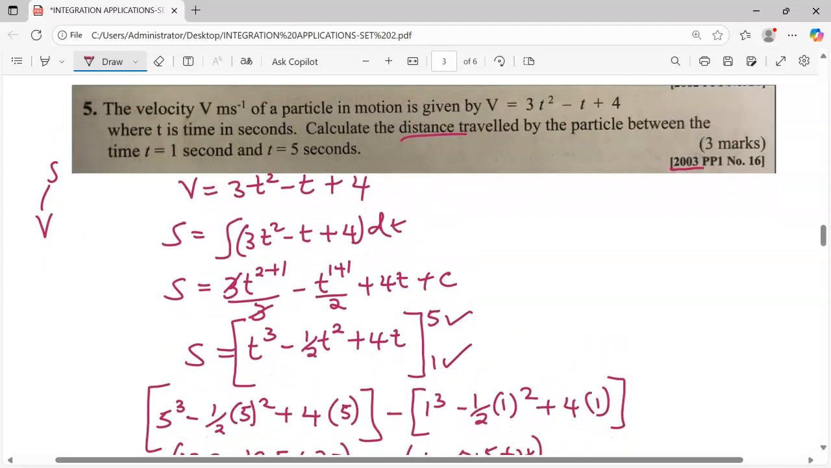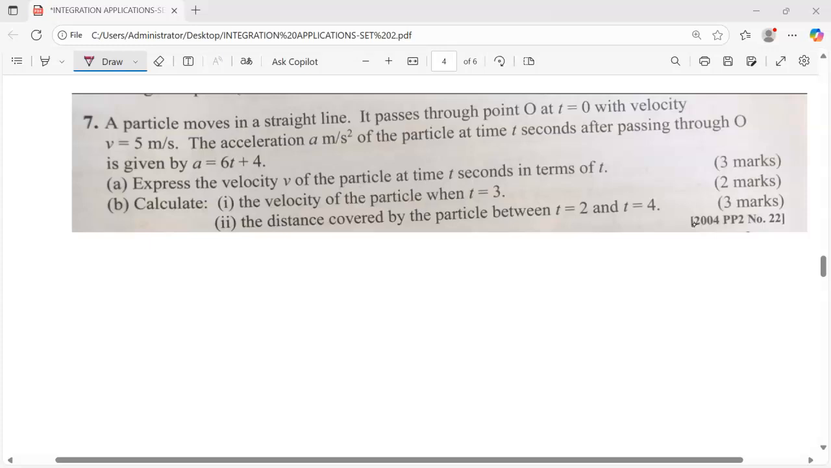We are moving to the next question, a question which was done in the year 2004 in paper 2, question number 22, and the question reads: a particle moves in a straight line. It passes through a point O at t equals 0 with a velocity of 5 meters per second. The acceleration a in meters per second squared of the particle at time t seconds after passing through point O is given by a equals 6t plus 4.